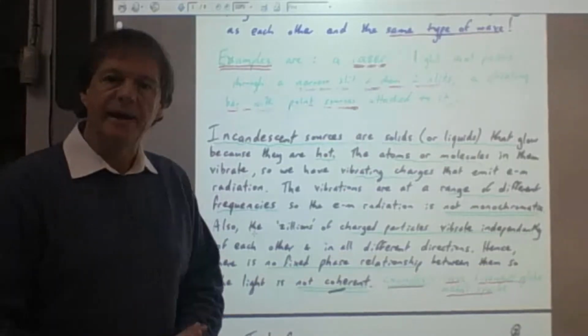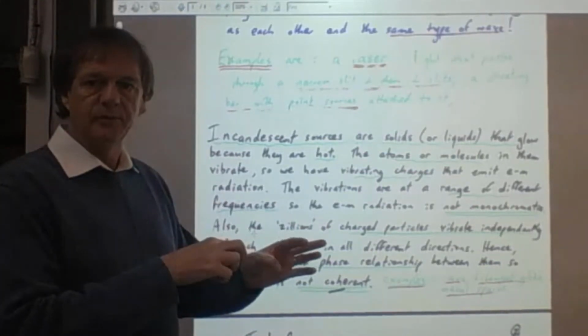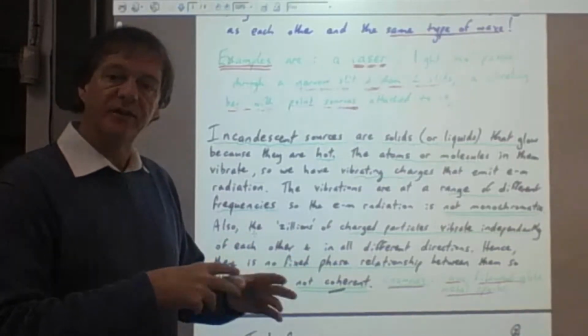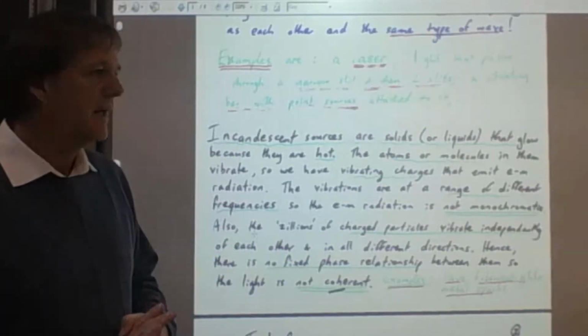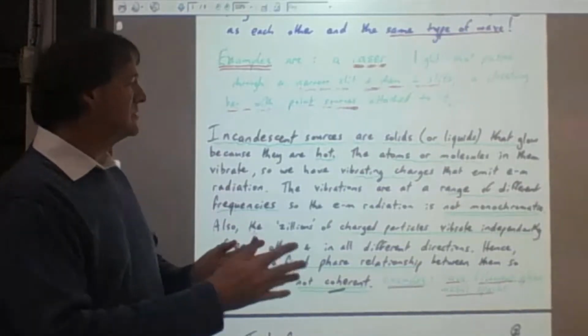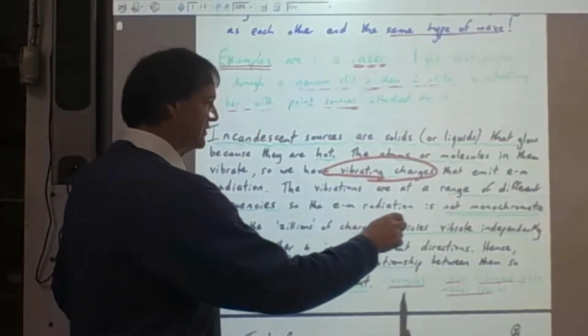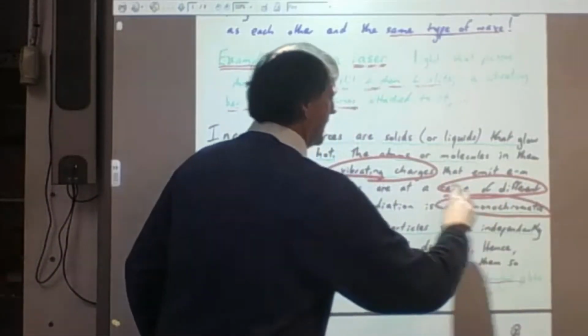The reason they're not monochromatic is because they emit a range of frequencies, because you've got lots of different atoms or molecules vibrating in there at different rates because of the temperature, and therefore they're going to release EM waves at different frequencies. So you're going to get a range of frequencies, so these vibrating charges will cause a range of different frequencies and it won't be monochromatic.